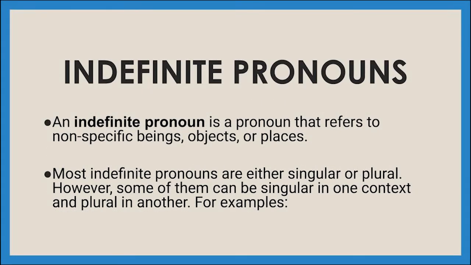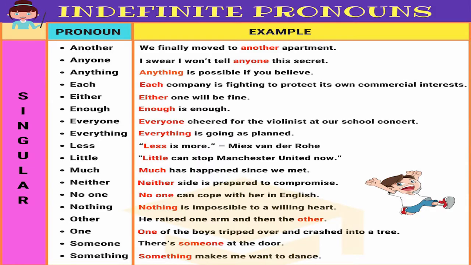Let's move on to indefinite pronouns. Indefinite pronouns are used to refer to beings, objects, or places which are not specified. This can be categorized into singular, plural, and both of them. How? Let's find out. The singular indefinite pronouns list includes the words another, anybody, anyone, anything, each, either, enough, everybody, everyone, everything, little, much, neither, nobody, no one, nothing, one, other, somebody, someone, something.